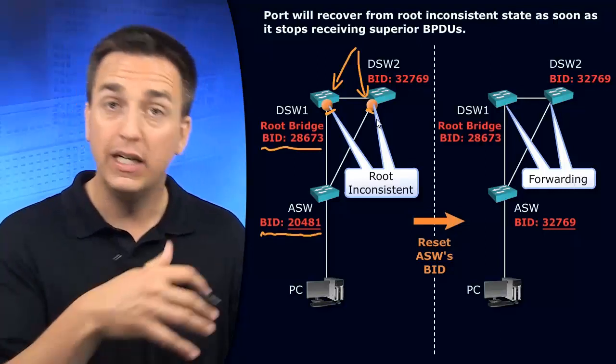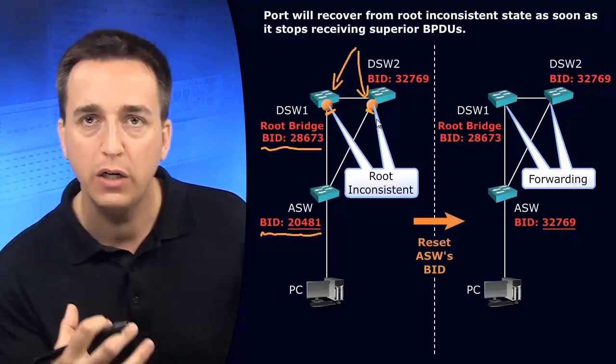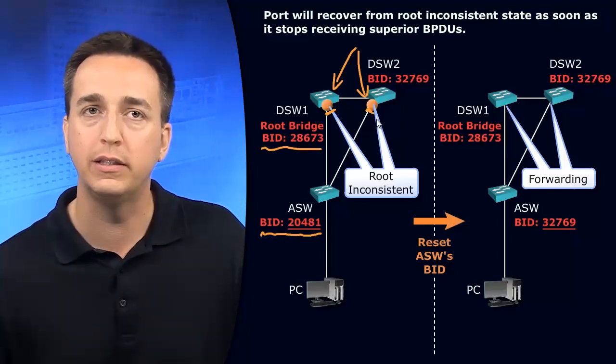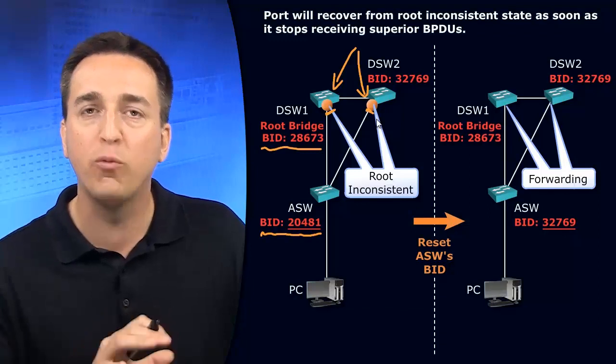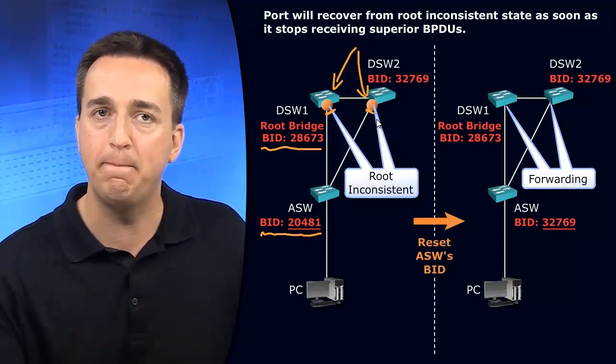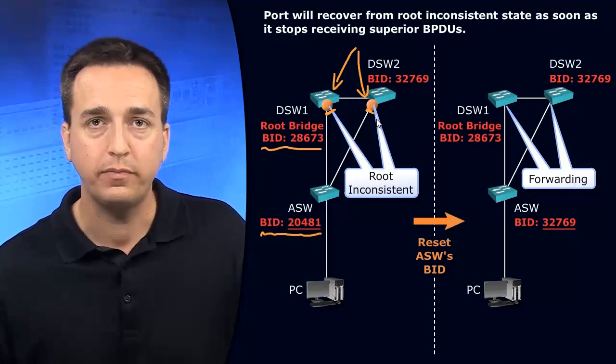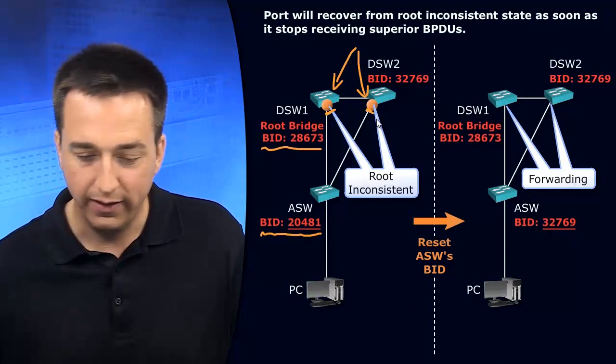Why? Because those ports are not supposed to receive those superior bridge protocol data units. We have set up root guard to stop this from happening. So now they're in the root inconsistent state. Let's examine that in our live environment.